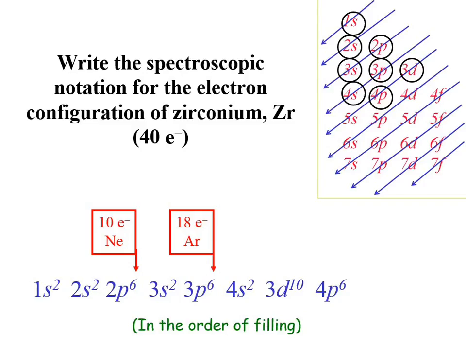Which rare gas is this? Yep, this is krypton. So 36 electrons. So we only need 4 more electrons. Let's see, where do we go next? Where do we go and how many electrons?